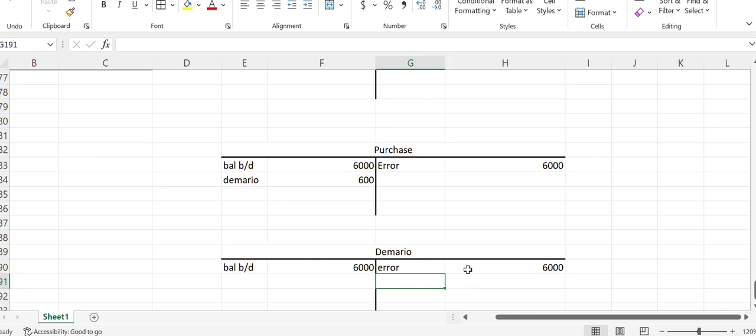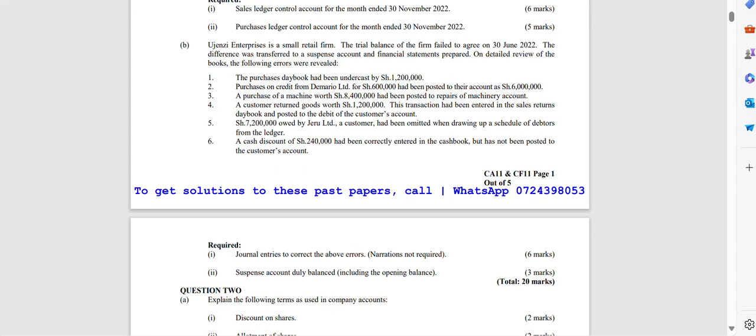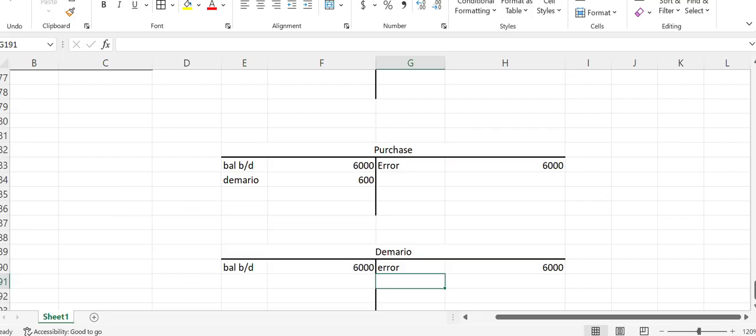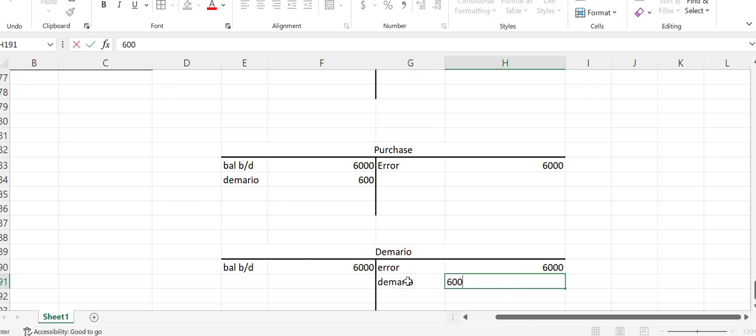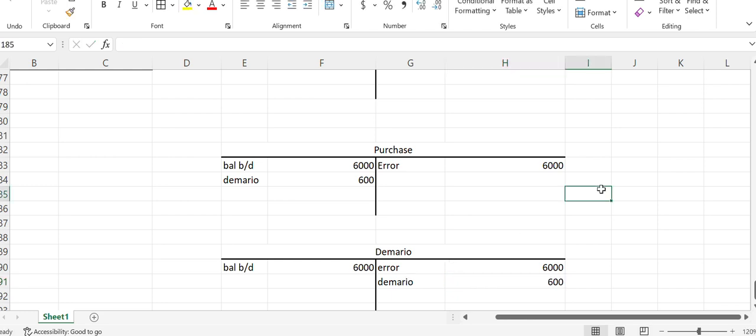Acha nirudi hapo, naona kama nimefanya transaction error ya sites. Purchases also ni credit. So the Mario ni creditor, iko sawa. So the Mario ni creditor ama supplier, 600. So that's how you are going to correct that error.